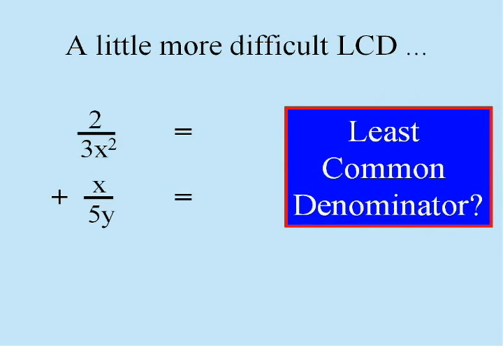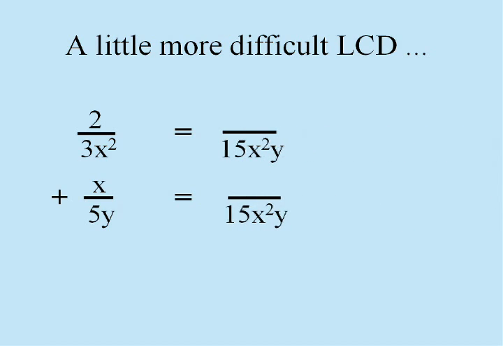The least common denominator of 3x squared and 5y: we need one of everything. It's going to be 15x squared y. And we're going to play the same game with the 1. Who's new? Well, let's see.